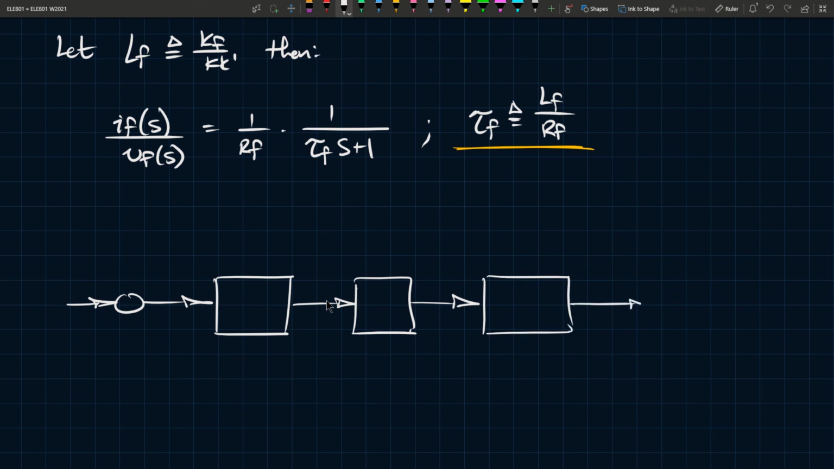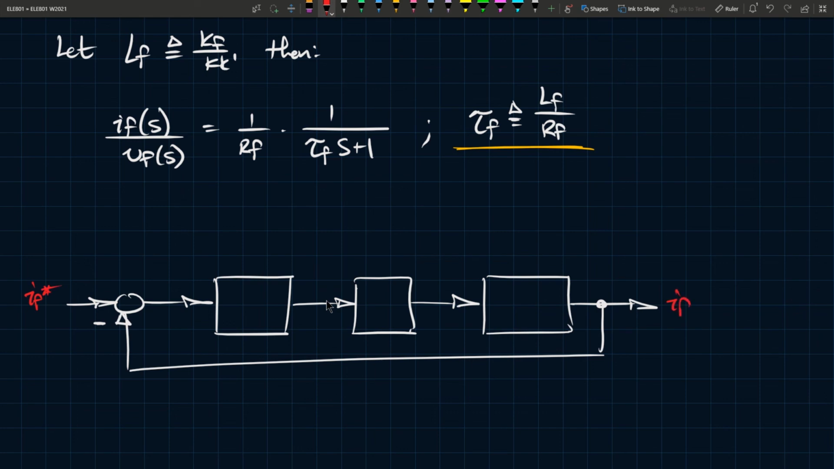Now our plant is just a single block. This is I star. This is IF. Inside this block will be 1 over RF over tau F s plus 1. This was our chopper. We said this was the one quadrant chopper, and since it has a gain of approximately 1, I'll just represent it by a gain block of approximately 1. And here would be VF, and this is F star. And inside here will be KFSI. I guess you can call this an error if you'd like, but we'll leave it this way for now.